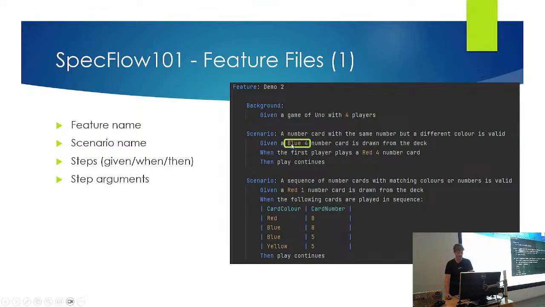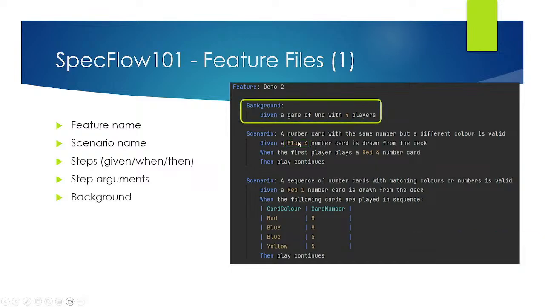Something we haven't seen yet is that we can have step arguments. In this case, we're passing in blue and 4 as arguments. So there'll be a method which is bound to this, and it would have parameters in that method which would accept these values. That's the way that we can avoid creating a lot of steps that essentially do the same thing, by just using arguments.